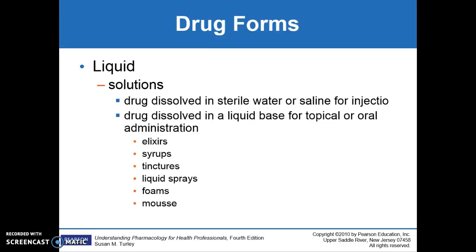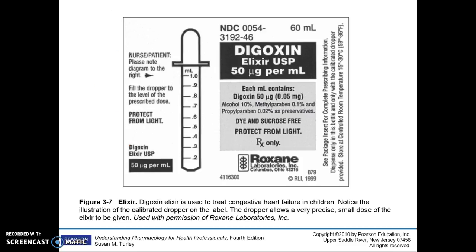And then we have liquids that are oral liquids. We have elixirs, syrups, tinctures, liquid sprays, foams, and mousse, and all of this has to do with consistency and the vehicle that they are in. Are they in an alcohol base? Are they in a water base? Things like that. This is an example of an elixir. You can see right here that it does contain alcohol, which is what makes it an elixir. And this is a specific one that is used for pediatric patients. And you can see that they have even a little picture of what the syringe is going to look like. It's an oral syringe, and they're going to show you where to draw it up to and things like that.